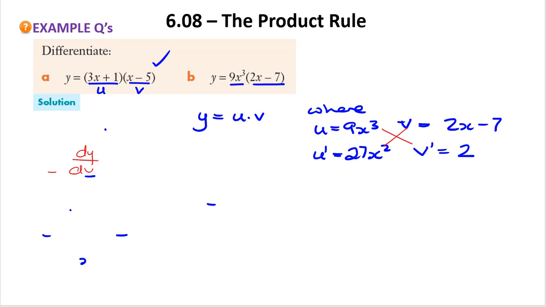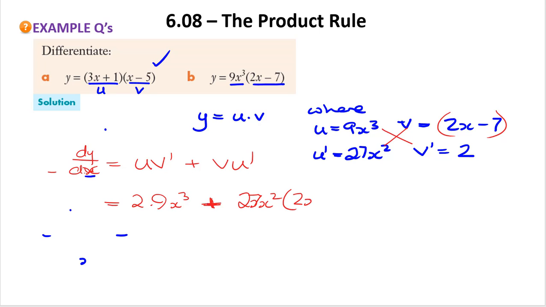So our product rule, dy dx is equal to u v dash plus v u dash. So multiplying these two functions, 2 lots of 9x cubed plus 27x squared, and this time one of the elements is a binomial, so we'll just make sure we put that in brackets like so. Expand and simplify, so 2 lots of 9, that'll be 18.